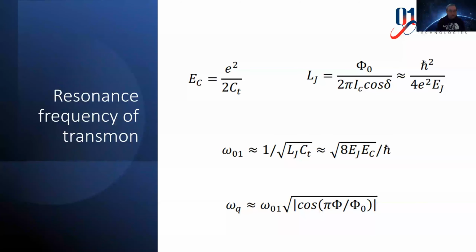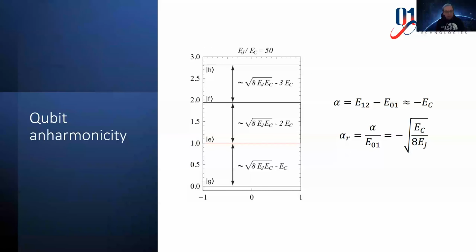The transition frequency can also be tuned using the flux. As we see here, omega q is the transition frequency from the ground state to the first excited state. And this can be tuned by the square root of the absolute value of cosine of pi phi over phi naught, where phi is the flux going through the SQUID.